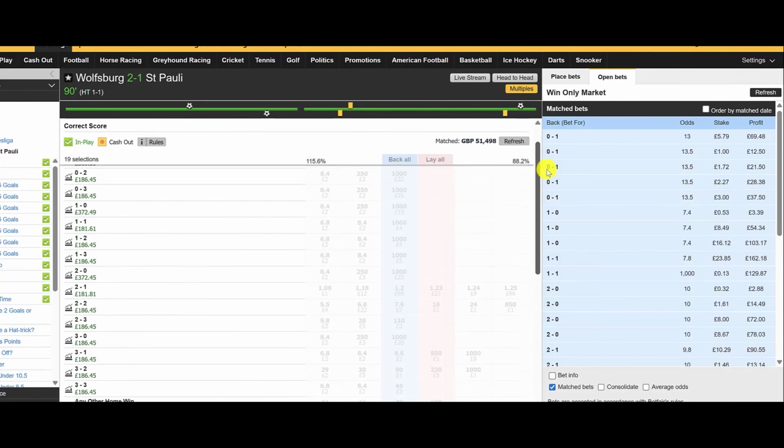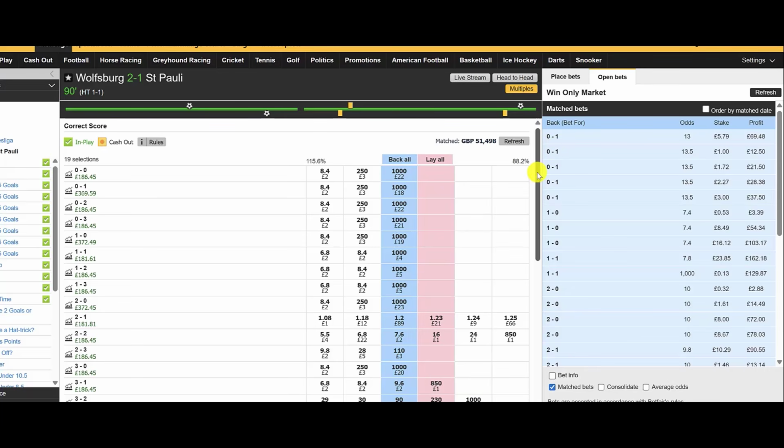I think the market's gone suspended. Red card? No, I don't know. Anyway, we're out of this one. Wolfsburg 2, St Pauli 1.